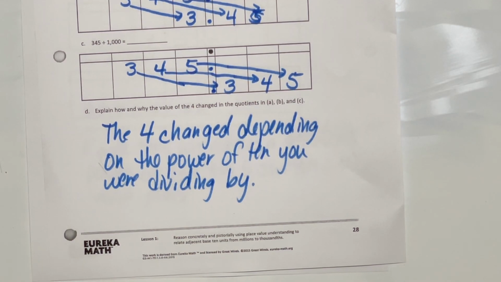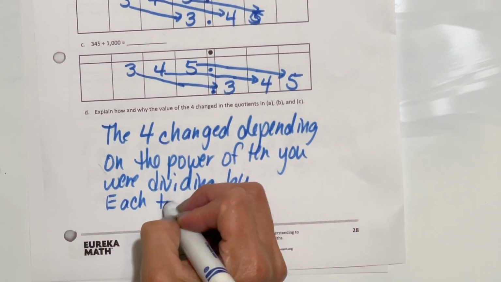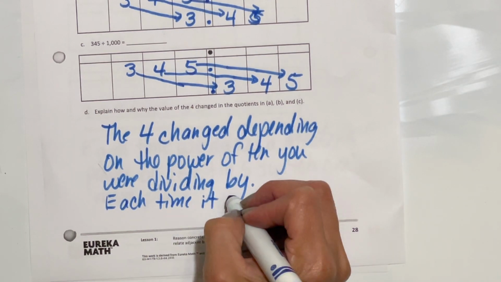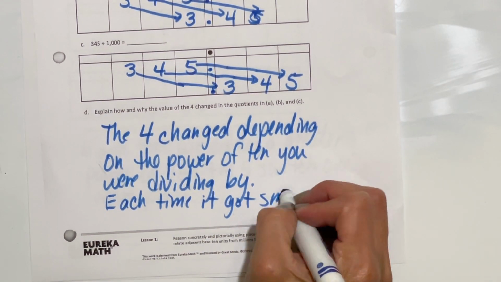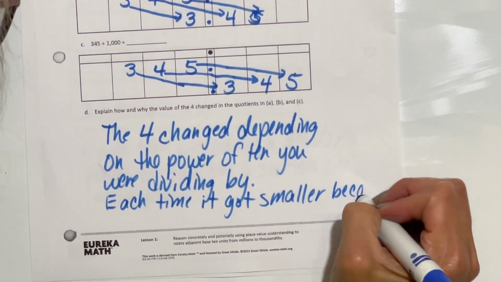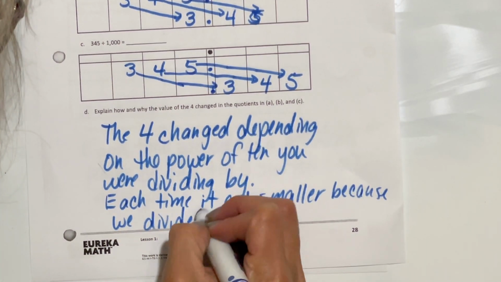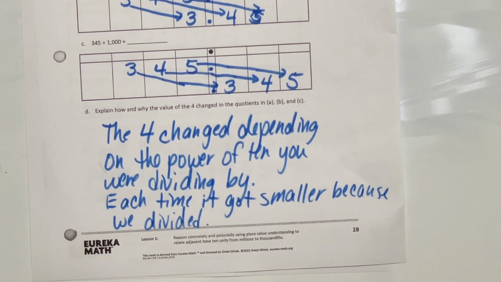Each time, though, it did get smaller. So you could even write each time it got smaller because we divided. So that would be the how and why. So the 4 changed depending on the power of 10 you were dividing by. Each time it got smaller because we divided. Okay? All right.